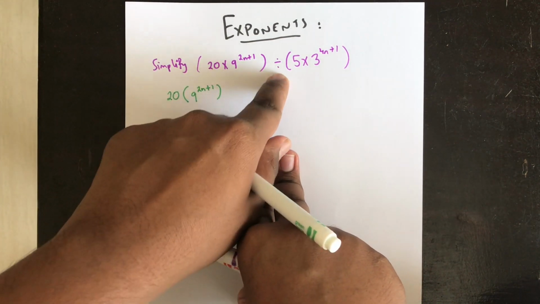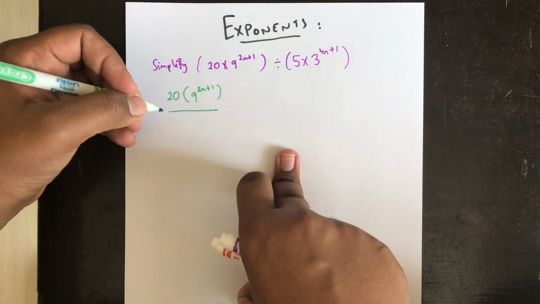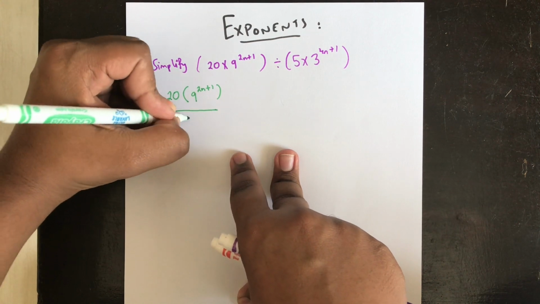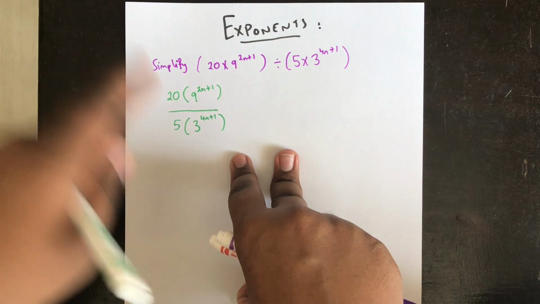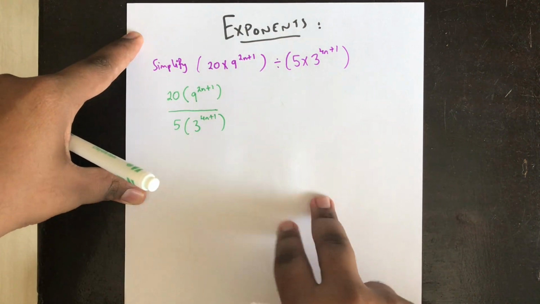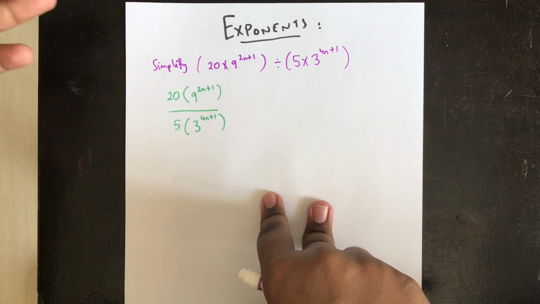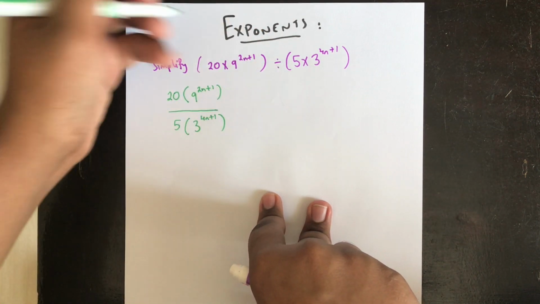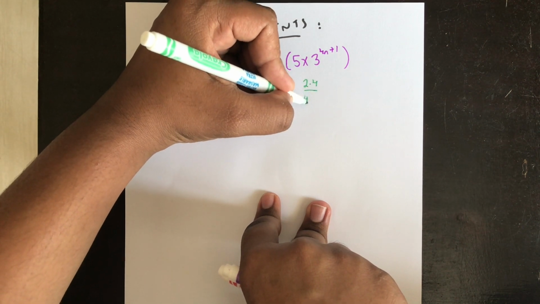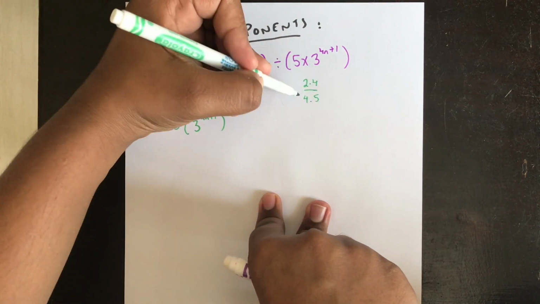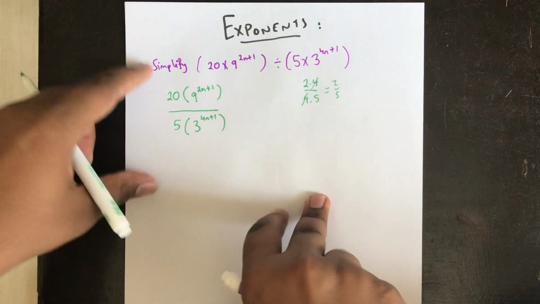And now because it's divide, it's very similar to fractions. So I can put the divide sign here and then I can put it as 5 into 3 power 4n plus 1. This is how it is. So from here, because it's multiplication, we know that we can cancel out stuff. For example, if we had something like 2 times 4 divided by 4 times 5, we know that we can cancel out the 4's. So that gives us 2 over 5. So this is very similar to this.